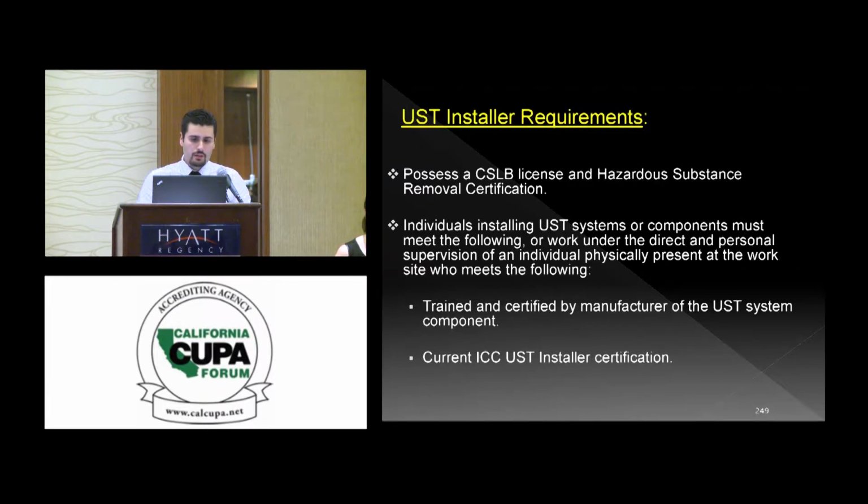When we talk about UST installer requirements, again, very similar to testing, they need a CSLB license and a hazardous substance removal certification. Why? Because they're installing, and at the same time, they might be removing piping that once contained hazardous substances. So individuals installing UST systems and components have to meet certain requirements, or they have to work under the direct personal supervision of someone who is licensed or certified.